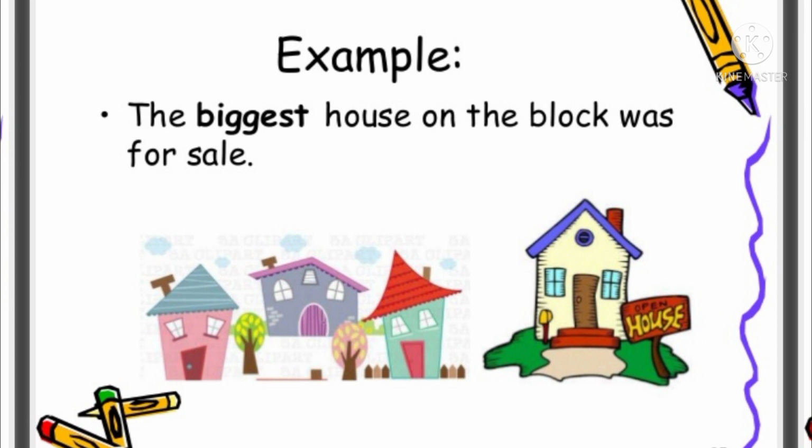There are four houses here. The biggest house on the block was for sale. So definitely you can understand which is the biggest house. So before that the is added, also est as a suffix in order to form superlative degree.